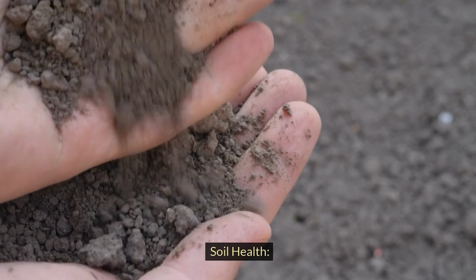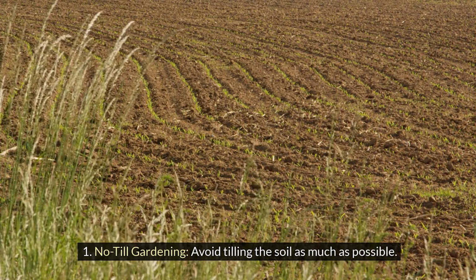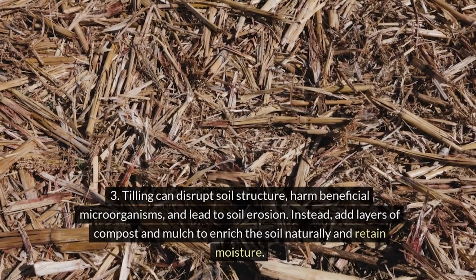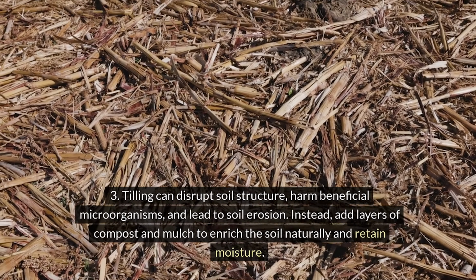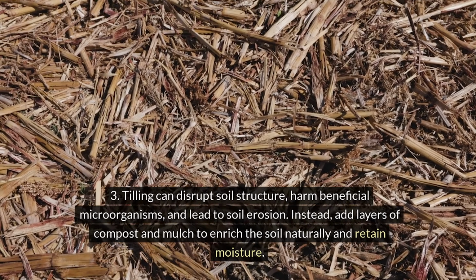Soil health. No-till gardening. Avoid tilling the soil as much as possible. Tilling can disrupt soil structure, harm beneficial microorganisms, and lead to soil erosion. Instead, add layers of compost and mulch to enrich the soil naturally and retain moisture.